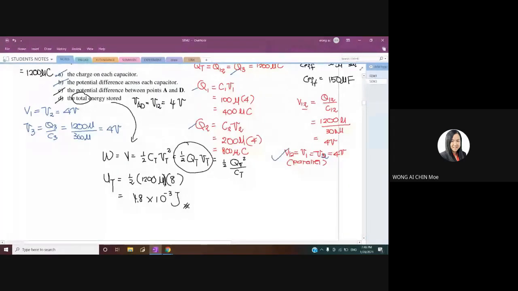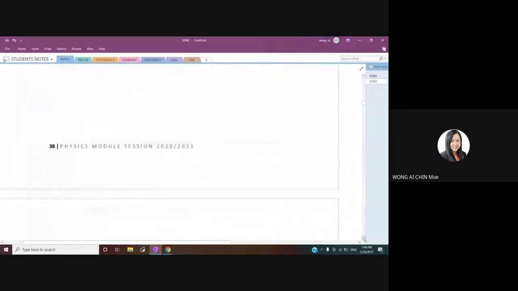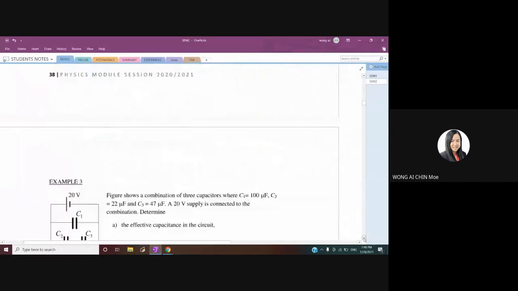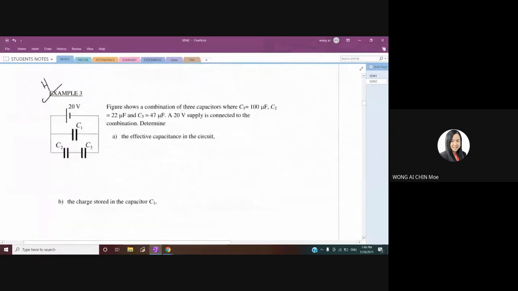Okay, next one is example number 3. Example number 3 is your homework. You need to do it and then send it to Google Classroom. Every time you want to do this type of question, as I mentioned, you must find V total, C total, Q total. Then only can you find the other ones.